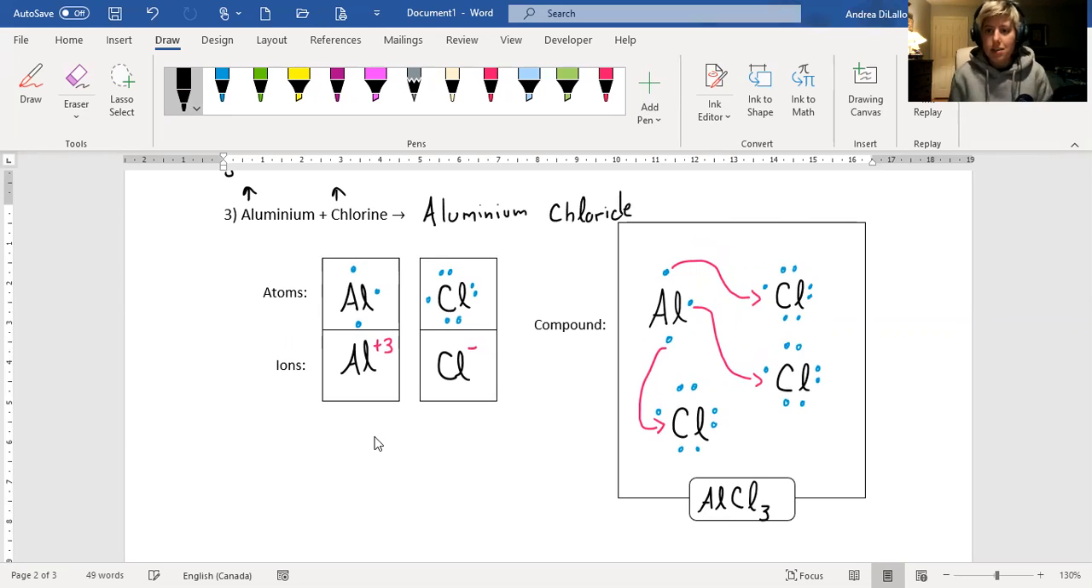And we have to realize that our overall compound is neutral. I have aluminum that's given up 3 electrons, but I have 3 chlorines that have each taken 1 electron. So all the electrons from aluminum were distributed into those 3 chlorines. Let's do another example.